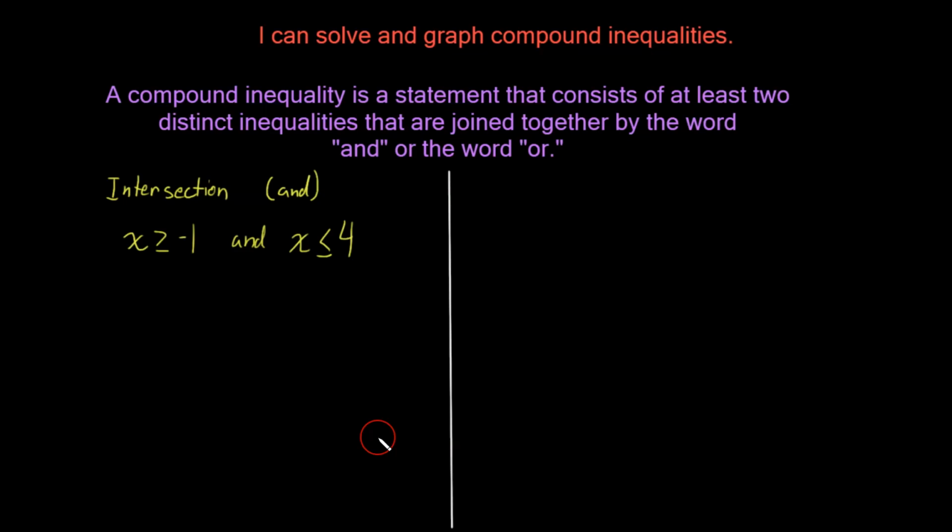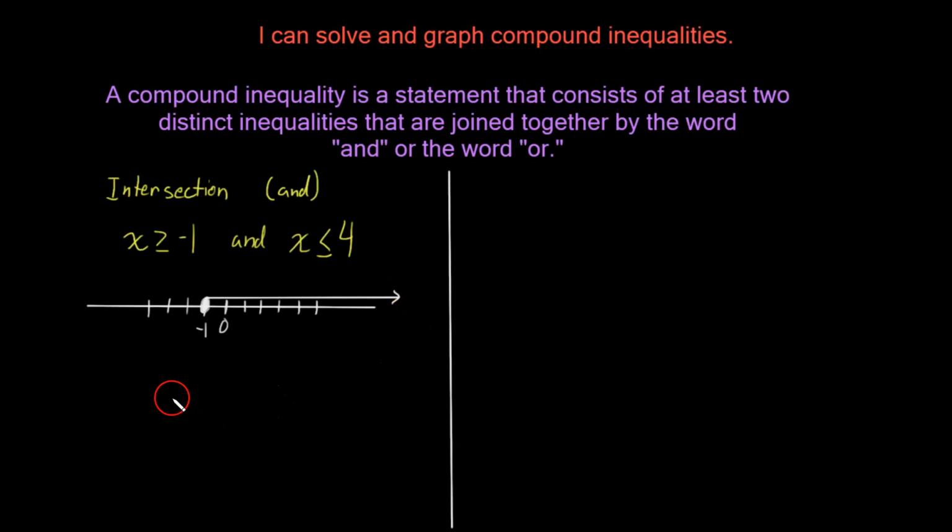So intersection is what we call the and inequalities. So we get x is greater than or equal to -1 and x is less than 4. So what we're going to do is we're going to graph these two inequalities individually on a number line. So we see x is greater than or equal to -1. So this is -1 right here. We'll fill it in because it is greater than or equal to, and we are going to move to the right over here.